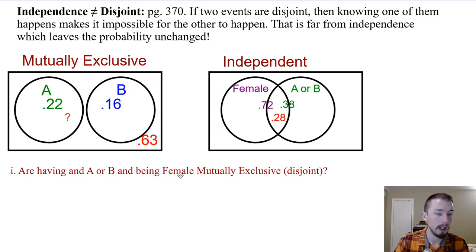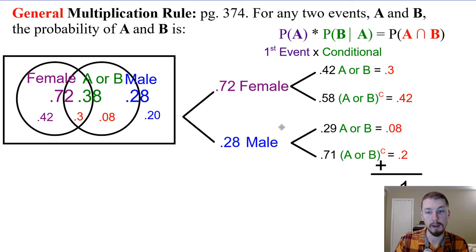Okay, are A and B and being female mutually exclusive? So are those two mutually exclusive? No, because their intersection is not empty, right? There was 30% that were both female and had an A or B. Certainly, there were some of my students that had A's and B's that were female.